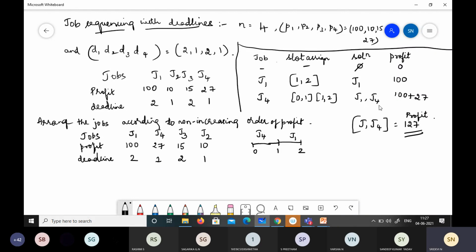So J1 and J4, the profit of that, and this is the subset which satisfies the solution paradigm, and the profit is maximum here. Is that clear for everyone? So in this solution only job 1 and 4 will be completed and the profit earned will be 127. Is that clear?